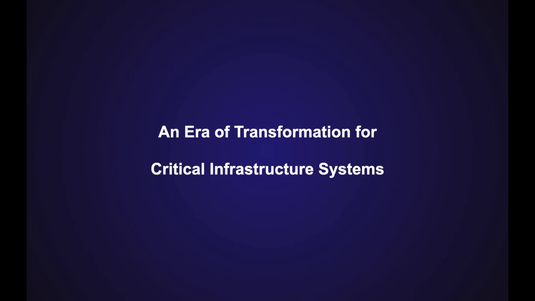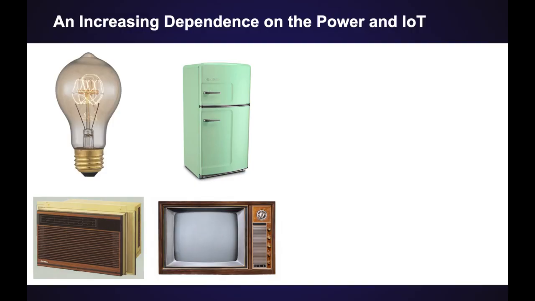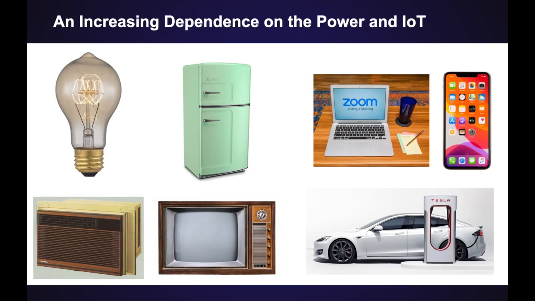So let me begin with a little bit of motivation of what's going on in the broader world. It may be obvious to many, but we're in an era of transformation for critical infrastructure systems. We're seeing dramatic changes throughout the world, which is resulting in new reliance in our critical infrastructure systems. So, for example, if you think about 50 or more years ago, we had electrical devices like these, lights, refrigerators, air conditioners, and televisions, where now we have things like computers and cell phones and electric cars are becoming more mainstream. So our dependence on the energy sector is increasing quite a lot.